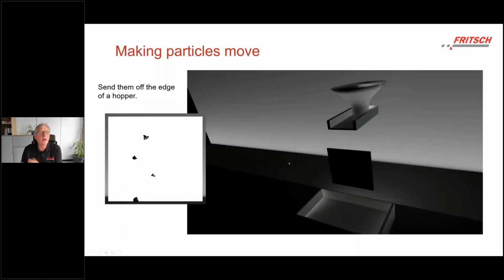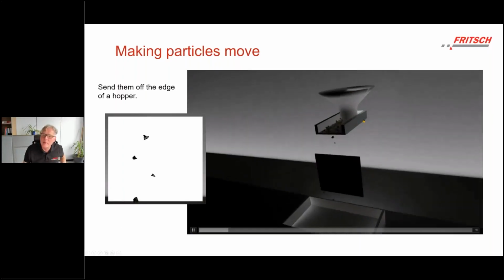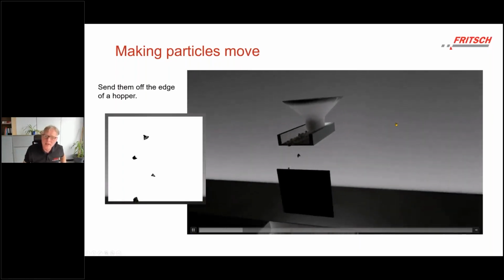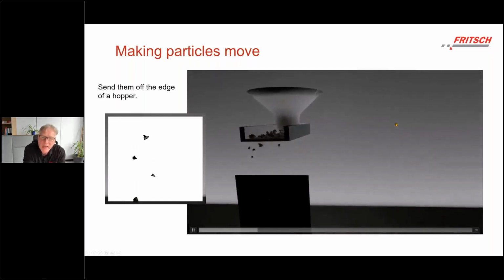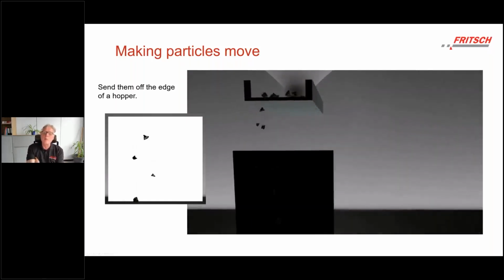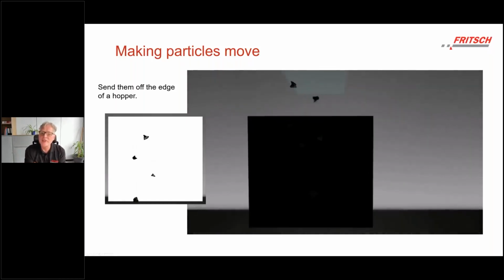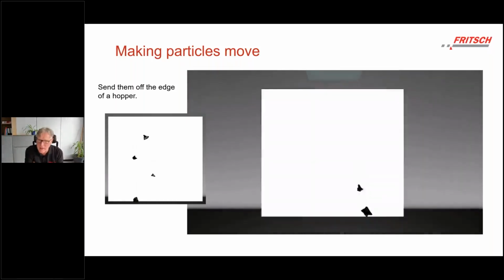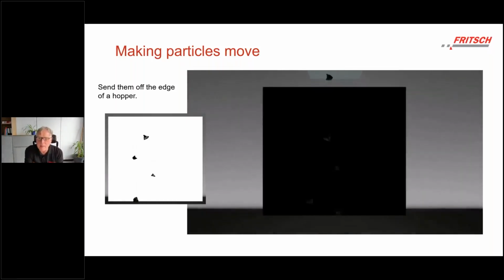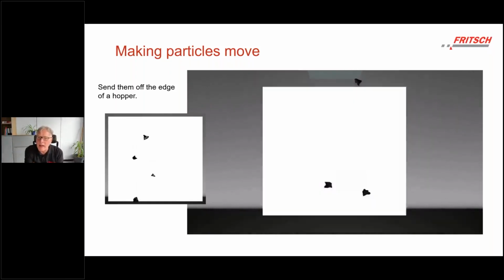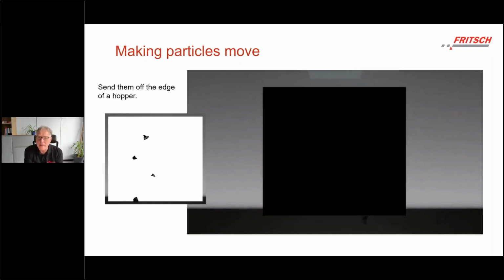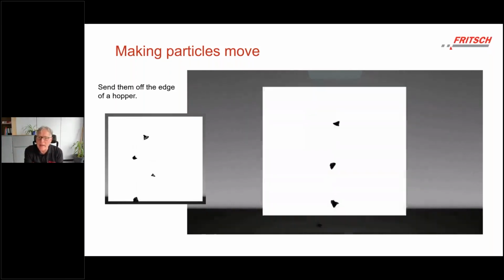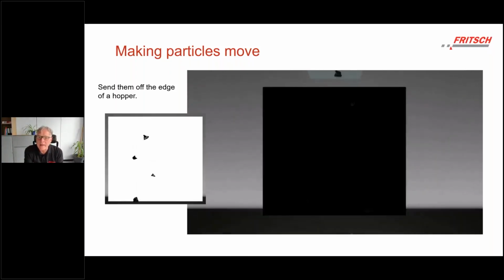So this is a small animation of how this works. You see there is a funnel filled with particles. The vibrational feeder is transporting the particles to the front end, and now it's falling down, and we are now moving to the position of the camera that is taking the images, and from the back side of the particles, there is a flashlight that is illuminating the particles from behind.